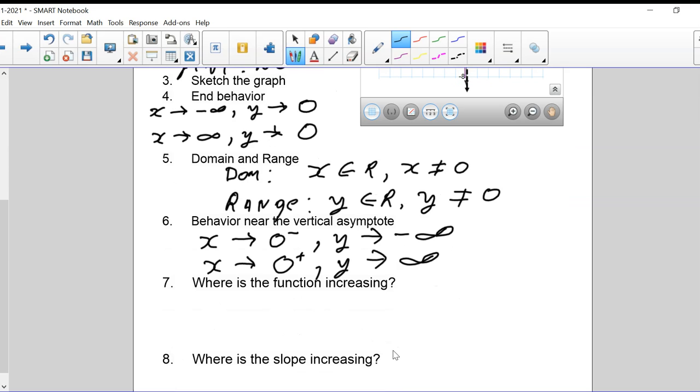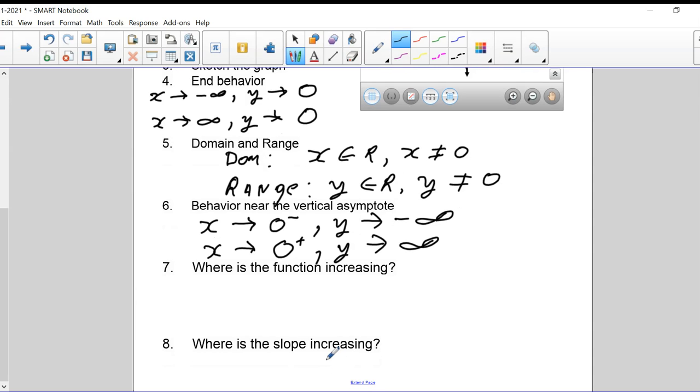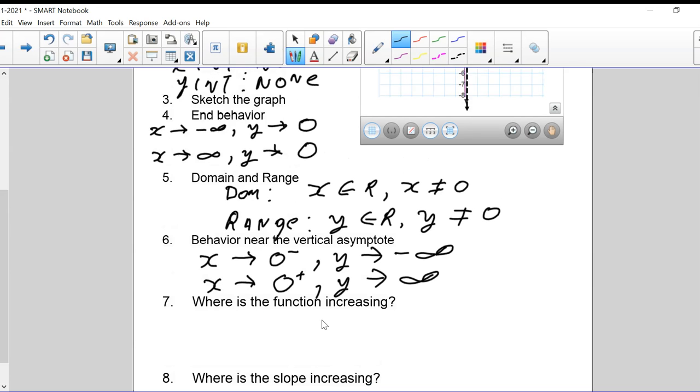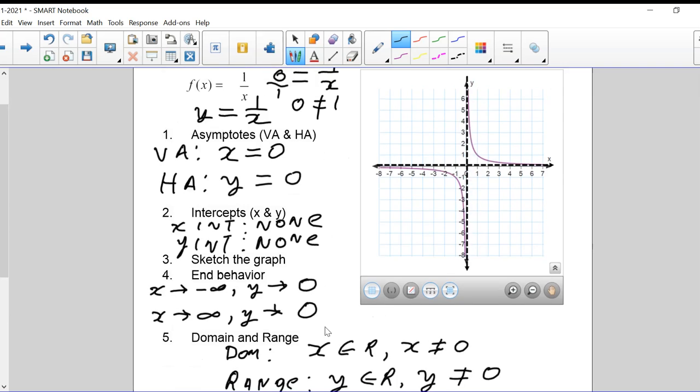Now, here's a question that's easier to answer than number 8. I'm going to tell you how to answer number 7, and I'm going to tell you how that's different from answering number 8, because they're not the same thing. And you need to wrap your head around both to be able to distinguish between both. Where is the function increasing? Let me put that to you a different way.